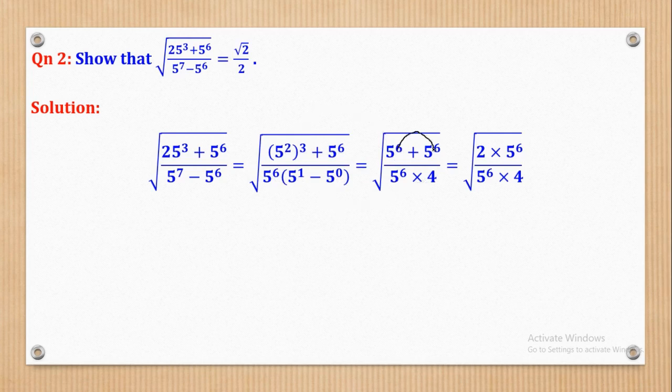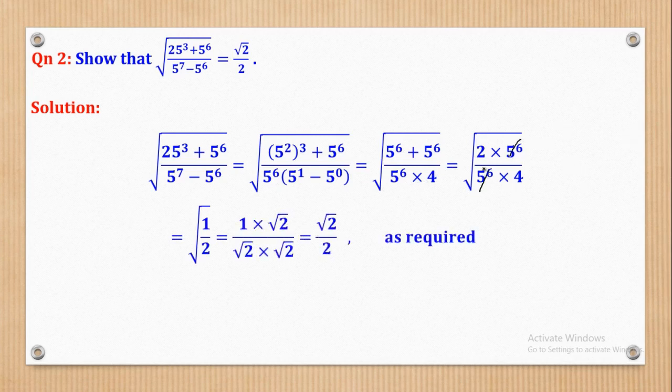Then this times this, it becomes 2 times 5 to the power 6, and this one is maintained here. Then you are going to cancel out, because this and this cancels. Then this 2 divided by 4 gives you a half. That is why I see a square root over half. But remember, in this square root over half, root 2 is in the denominator, therefore you have to rationalize. So multiply up and down by root 2 to come up with root 2 over 2 as required.